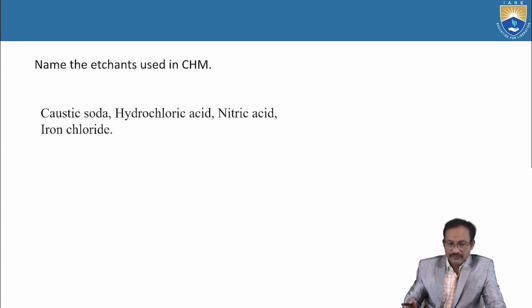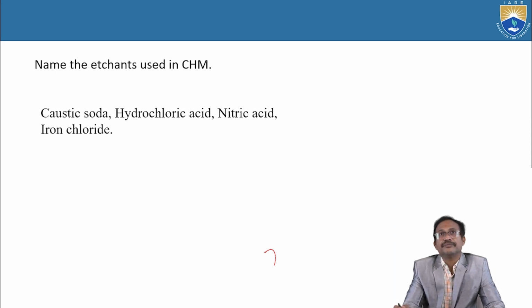Name the etchants used in chemical machining. The first one is caustic soda. Second one, hydrochloric acid, nitric acid, iron chloride. So these are the various etchants used in chemical machining.